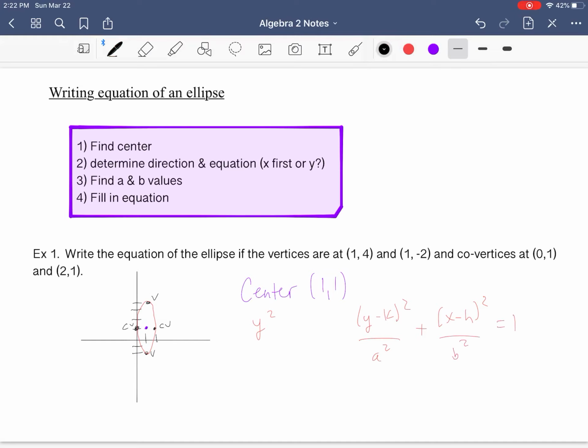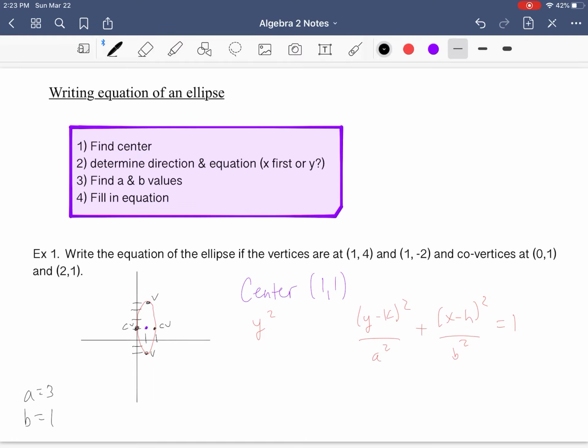And then we need to find our a and b values. So this is where the graph can be really handy, because we just have to count. So remember, a is from the center to the vertex. So if I count from my center to my vertex, that's a distance of 3. And then if I count from the center to the co-vertex, that's my b value, that's a distance of 1. So now I have my a and b values.